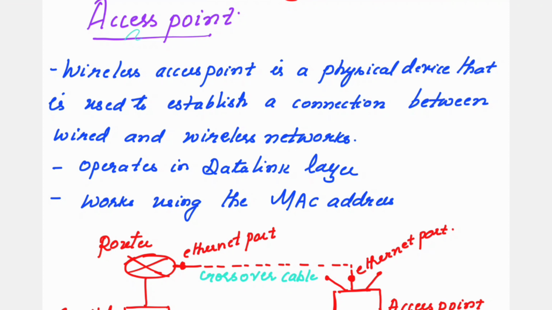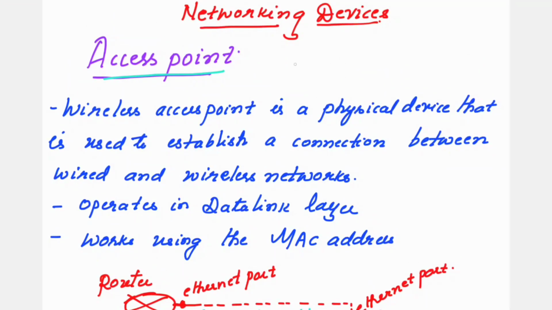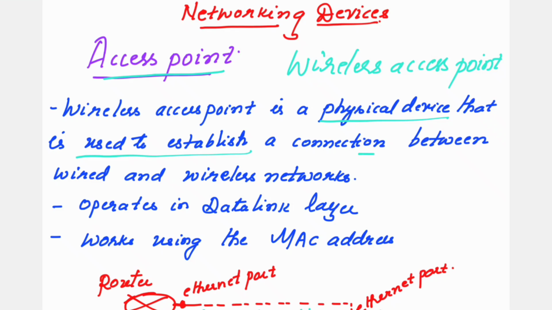Today's topic of discussion is on access point. So we call it a wireless access point. So what is a wireless access point? It is a physical device that is used to establish a connection between the wired and the wireless networks. It operates in the data link layer and it works using the MAC addresses.